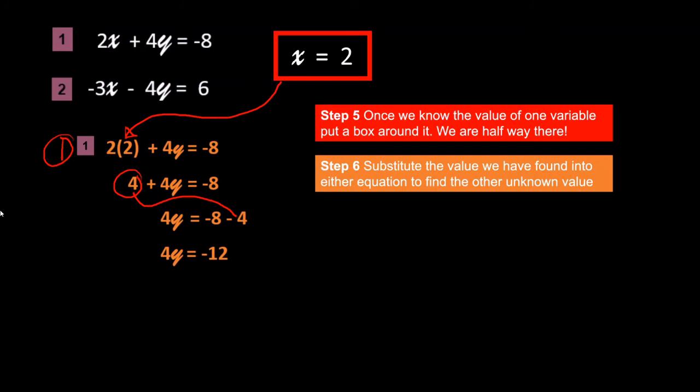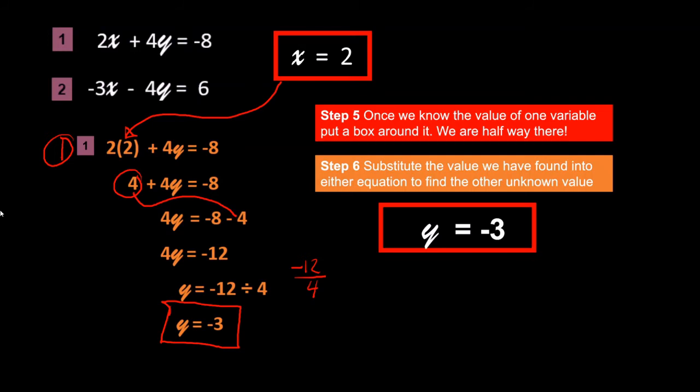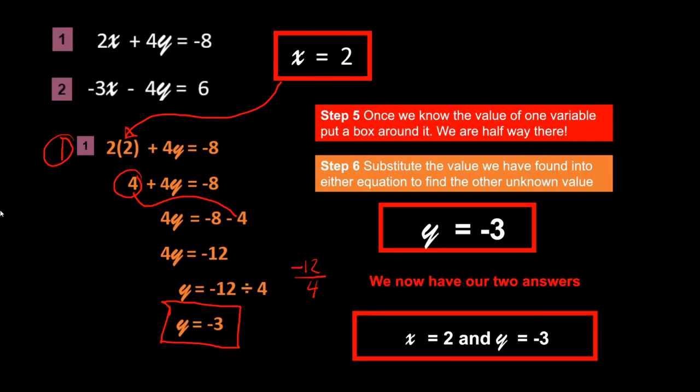The opposite of multiplying by 4 is dividing by 4. So y is equal to negative 12 divided by 4. Or as I like to write it, negative 12 divided by 4. And that works out to be negative 3. So I've got my answer for y as well. I can put a box around that. Y is equal to negative 3. So I've got my two answers. X is equal to 2 and y is equal to negative 3.